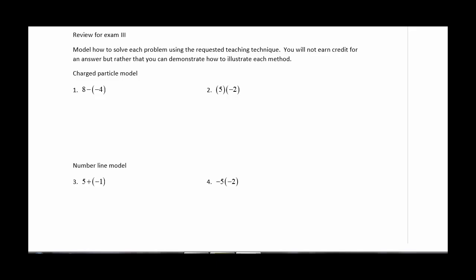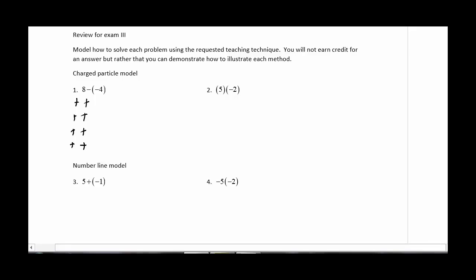Okay, so like in number one, I understand that we know what 8 minus a negative 4 is. You know, 2 minuses make a positive, so 8 plus 4 is 12. I get that. In order to earn credit for this, though, you need to demonstrate that you can answer that question using what's called the charged particle model. Okay, so the charged particle model is, we need to start off with 8. That's our first number. So I'm going to draw 1, 2, 3, 4, 5, 6, 7, 8. Okay, so I start off with 8.